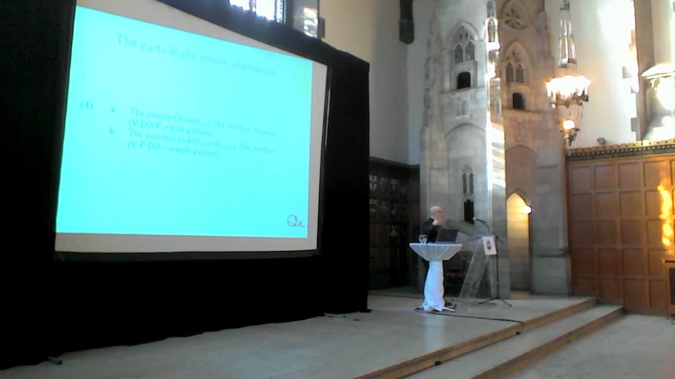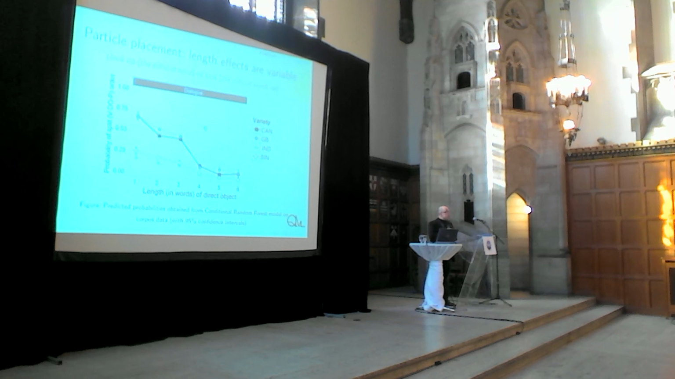So there are a number of well-known constraints on this variation. Among other things, weight of the direct object plays a role, thanks to the principle of end weight. People tend to place longer direct objects at the end of an utterance, and so when the direct object is long, the unsplit pattern should be preferred. And that's actually what we see in the data. So this diagram plots the probability of the split pattern, "look the word up," against length in words of the direct object. So we see the expected negative relationship. The longer the direct object, the less likely the split pattern becomes.